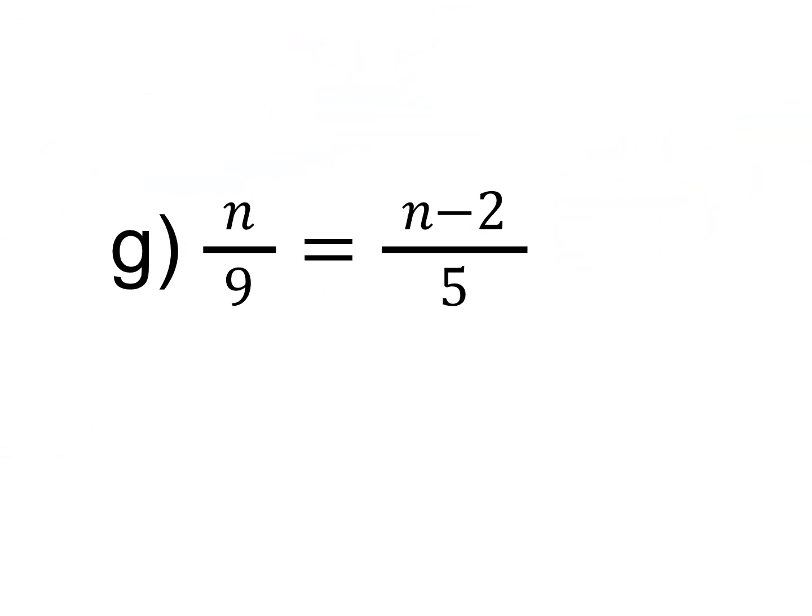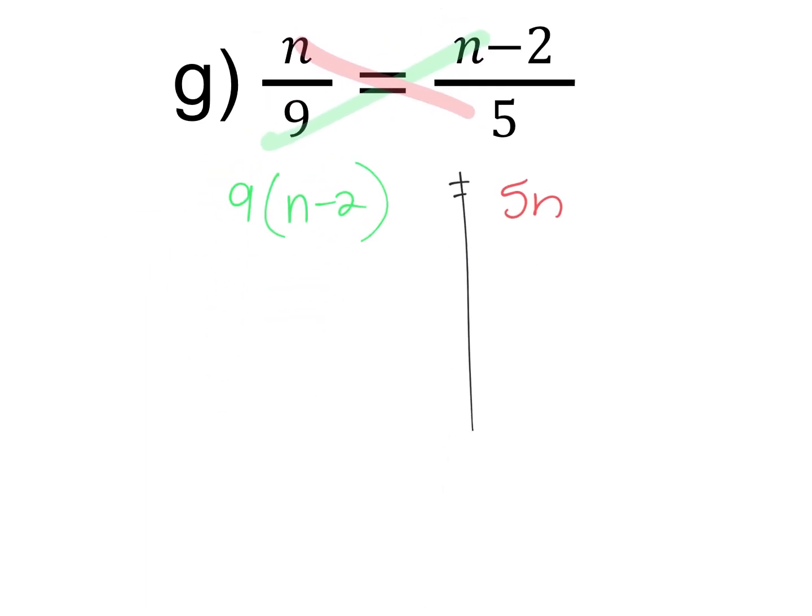All right, now this one is just a smidge different, not too bad. Okay, let's go ahead and cross multiply. So n times 5 is going to be 5n. And then we, of course, need our parentheses for the green. So 9 times 3 minus 2. All right, so now let's distribute the 9. 9 times n is 9n. Minus 9 times negative 2 is negative 18.